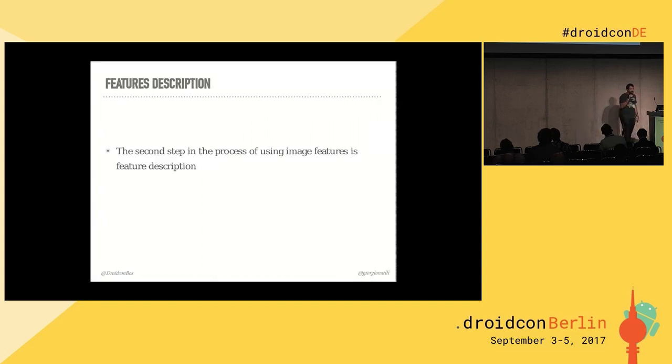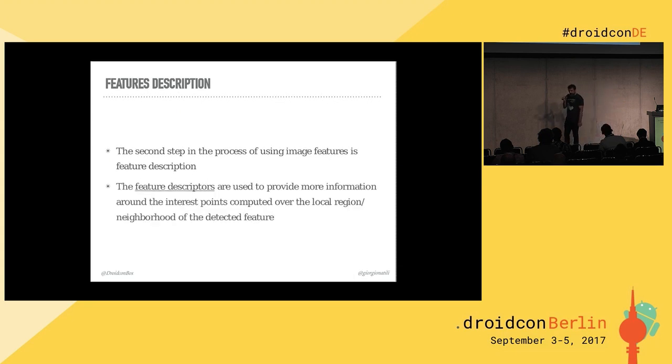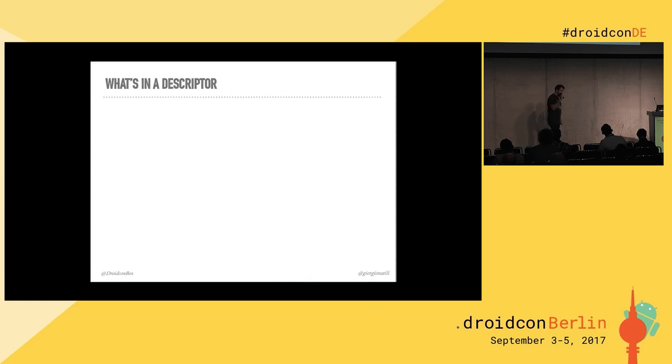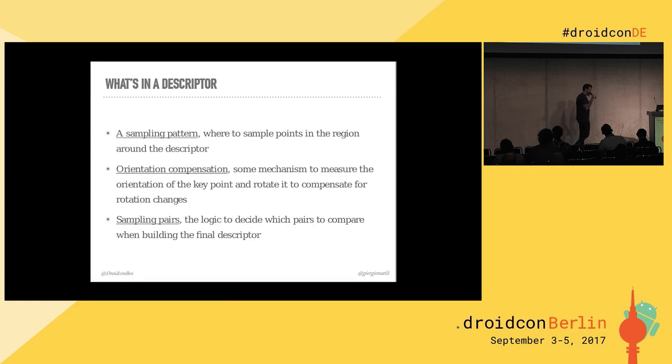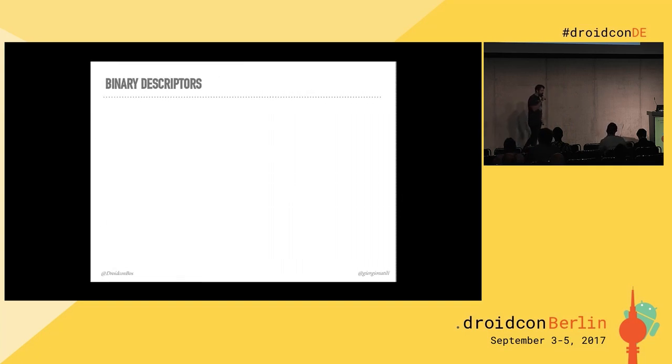The description of a feature is the data that you get back. Once you have all your features, you start to process them and understand what is in them. You do this through feature descriptors. There are a lot of feature descriptors. All of them contain a sampling pattern, the orientation compensation, and the sampling pairs. You try to pair the feature that you detected with something else to understand if you recognized an object correctly or not.